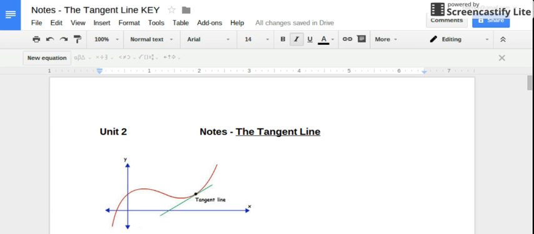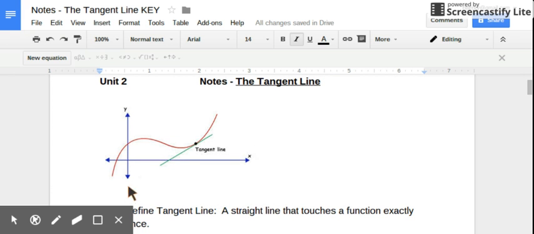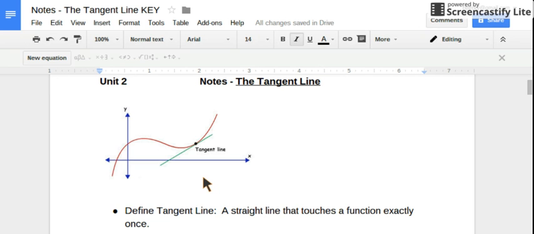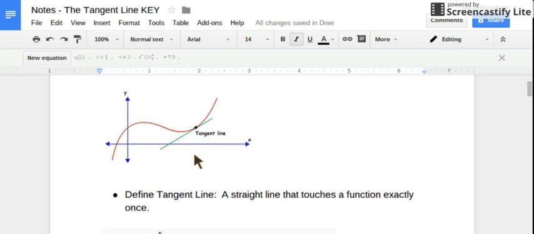In this video, I'm going to introduce the tangent line. A tangent line is different from a secant line in that it's only going to intersect or touch your function or curve at exactly one point. Tangent actually means to touch, so a tangent line is just touching a line only once.